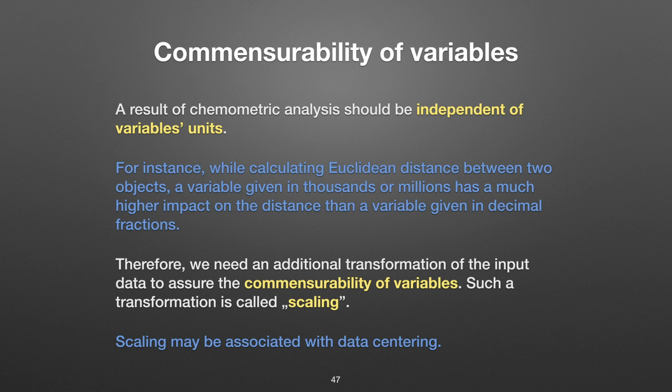Now we meet another crucial issue: commensurability of variables. The result of chemometric analysis should not depend on the units in which the variables are expressed. For example, if one variable is expressed in thousands or millions and another in small decimal fractions, the large-scale variable may dominate calculations, such as Euclidean distance, simply because of its numerical magnitude. That is obviously not ideal. We want the analysis to reflect structure, not merely unit choice. So we apply an additional transformation called scaling. And yes, scaling is often associated with centering, because chemometrics enjoys teamwork.